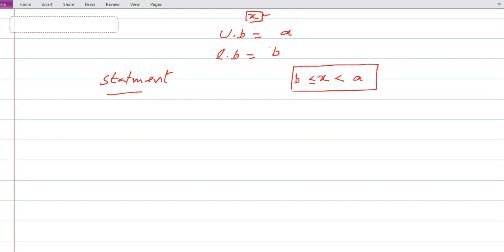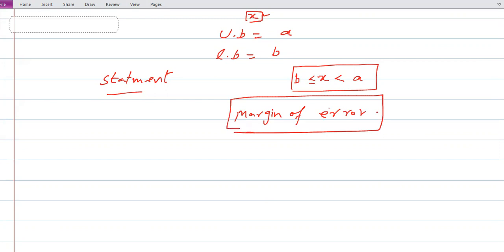When you find the upper bound and lower bound, it also gives you the margin of error. So if sometimes the word margin of error is used, then it also means you will find the upper bound and lower bound of that number. So you will get the margin of error for that number. Please keep this in mind.